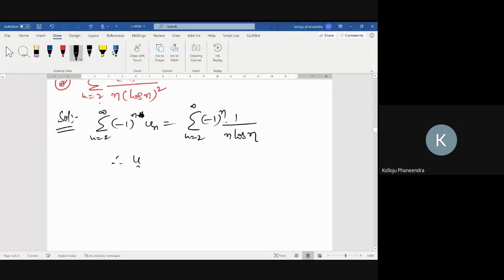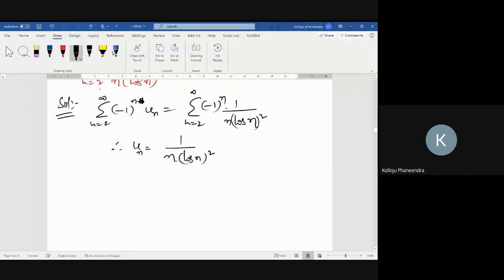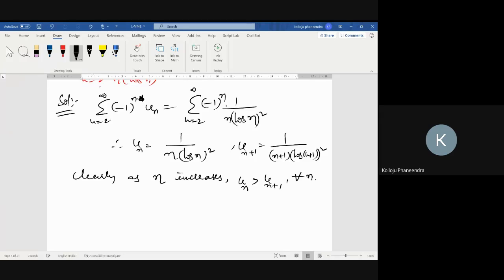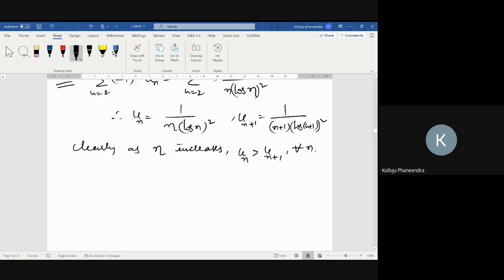Therefore, what is un value? 1 by n log n square. Now, what is un plus 1? Un plus 1 is 1 by n plus 1 log n plus 1 whole square. Clearly, as n increases, un is greater than un plus 1. It is true for all n, right? Since the denominator is increasing, un is definitely greater than un plus 1.